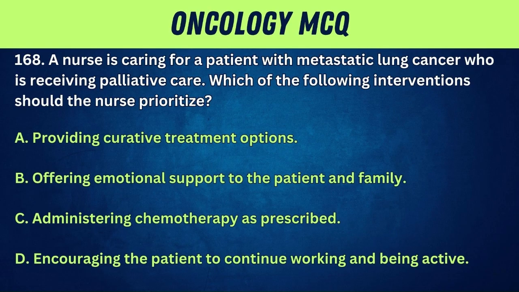168. A nurse is caring for a patient with metastatic lung cancer who is receiving palliative care. Which of the following interventions should the nurse prioritize? A. Providing curative treatment options. B. Offering emotional support to the patient and family. C. Administering chemotherapy as prescribed. D. Encouraging the patient to continue working and being active.